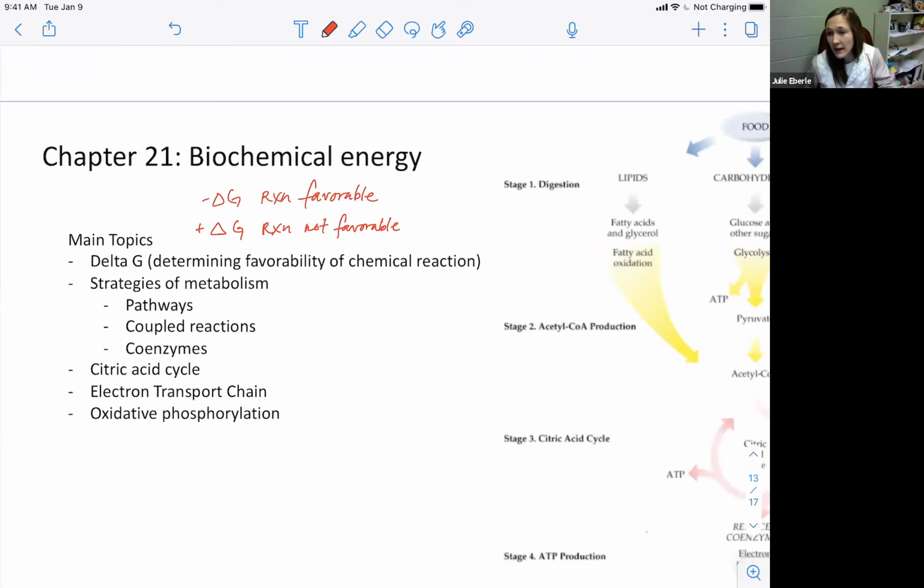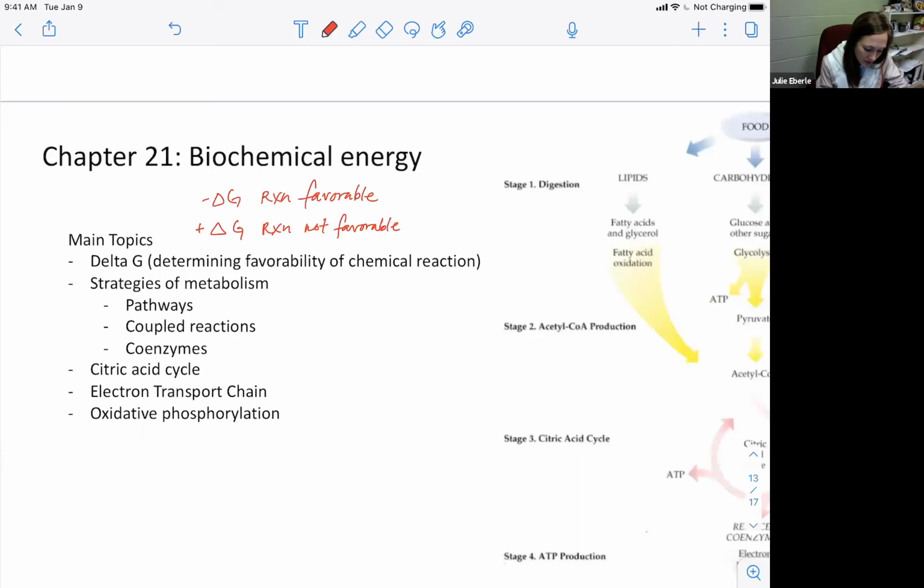Then we talked about the strategies of metabolism. Oh, by the way, any reaction in one direction with a negative delta G, in the opposite direction has a positive delta G. Same value, same number, just different sign. So reactions are always favorable in one direction, unfavorable in the other.